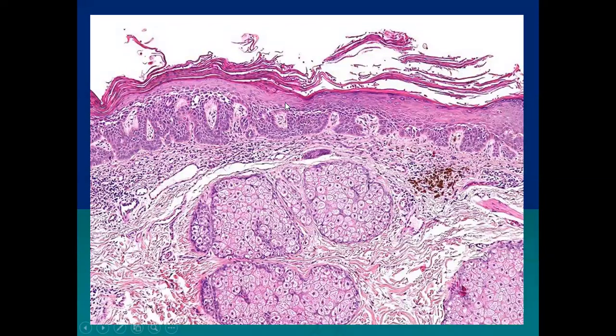Now, another interesting picture. This picture shows the parakeratotic column and hyperkeratosis. The epidermis is not very hyperplastic, and you can see some kind of dysplasia in the lower layers of the epidermis. So this is a picture of actinic keratosis.